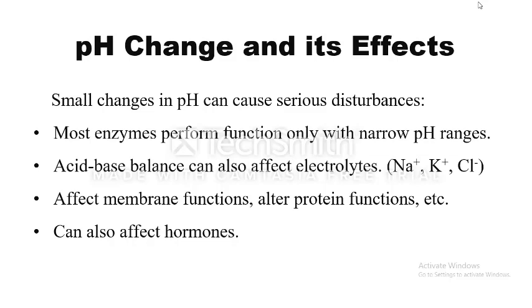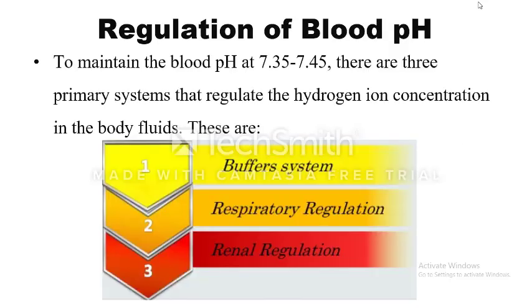Acid-base balance can also affect electrolytes. Their intracellular and extracellular concentration is disturbed just because of the disturbance of the acid-base balance. Then it can affect membrane functions. As you know, the membranes are made up of proteins, so they alter their structures, or they can alter the protein functions. It can also affect hormones, because hormones also are made up of proteins.